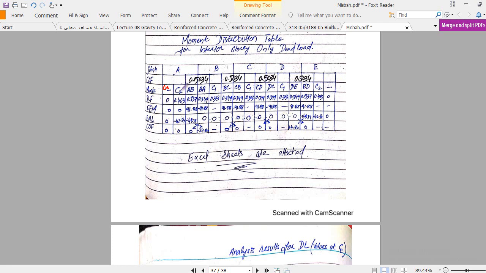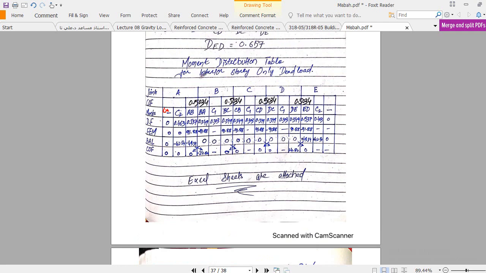Now the C2 column, that is the edge column, then the AB span, then the BA span. Remember, this is for the interior story. This table which I drew here is for the interior story and only for dead load analysis. Remember, only for dead load. This is very important, not for live load. This is for dead load. Why for dead load? I will explain the reason.